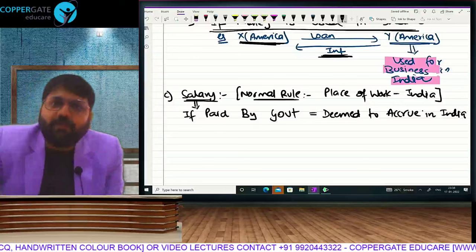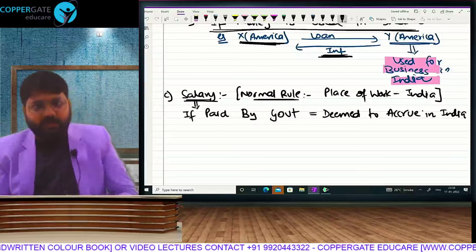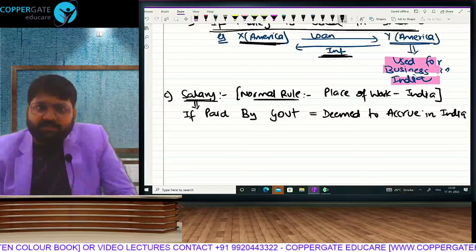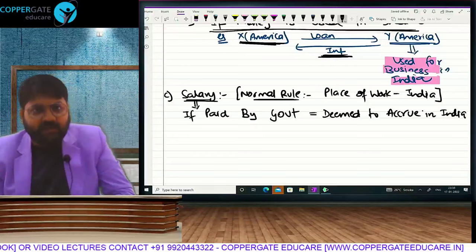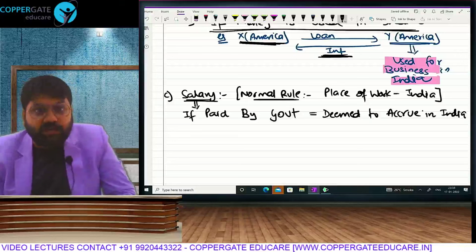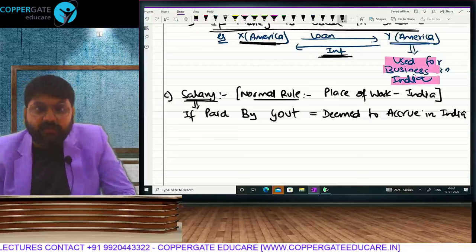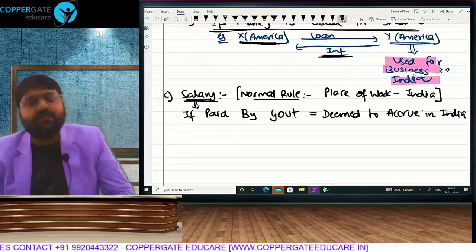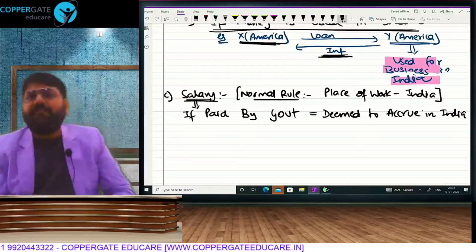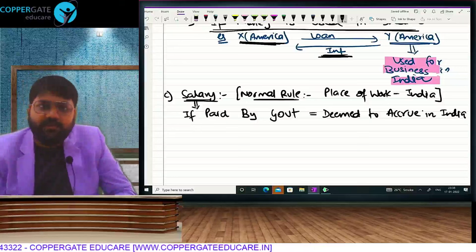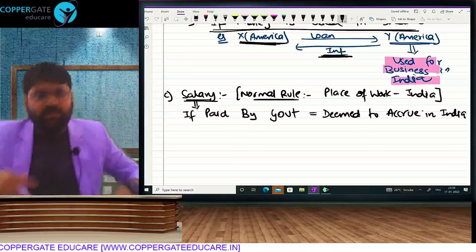Who are we talking about? Ladies and gentlemen, please listen. Who are we talking about? Is it possible that government of India employees are sent to work outside India? And if you say, no sir, not possible, then let me tell you, it is very much possible. Every country in the world will have an Indian embassy. You know that?